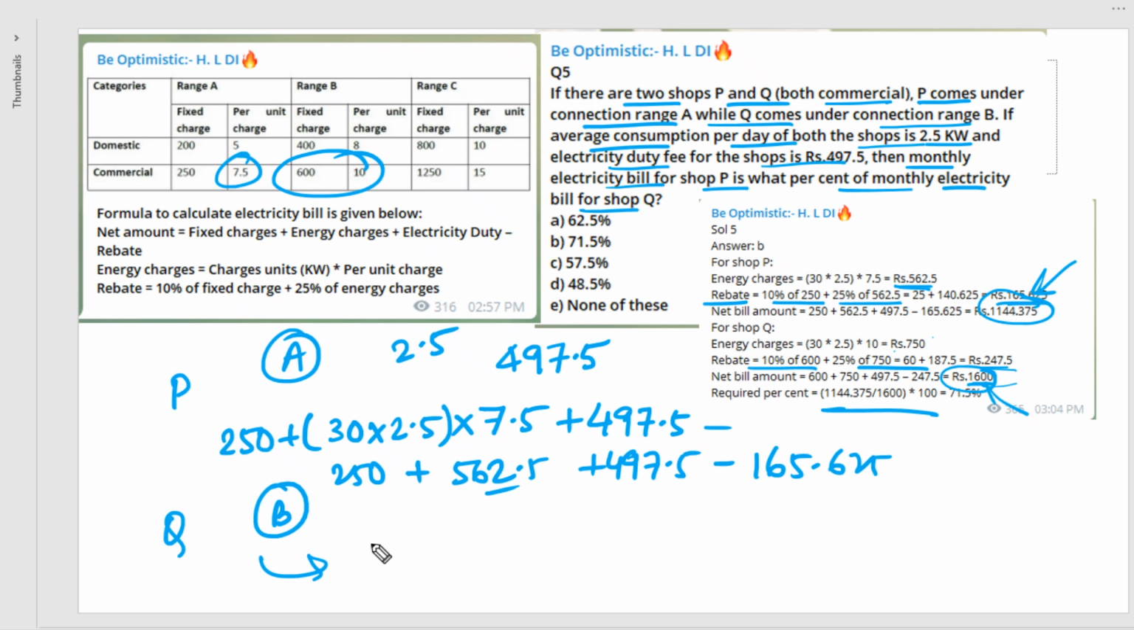Okay, so I hope that this new DI is clear now, and it is important for clerk mains specifically, and this kind of DI is important, right?